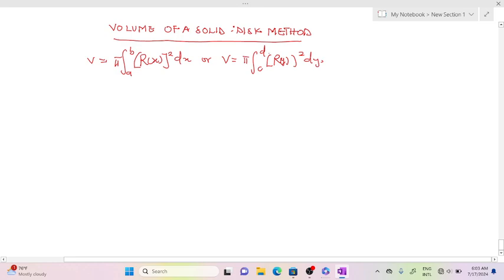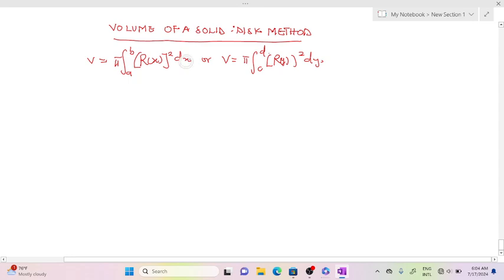In this video, I'll be taking you through the volume of a solid, and particularly the disk method. There are several ways of finding the volume of a solid using integration. In this problem, I'm going to take you through the disk method. So under the disk method, how do you go about it, or what's the computation?